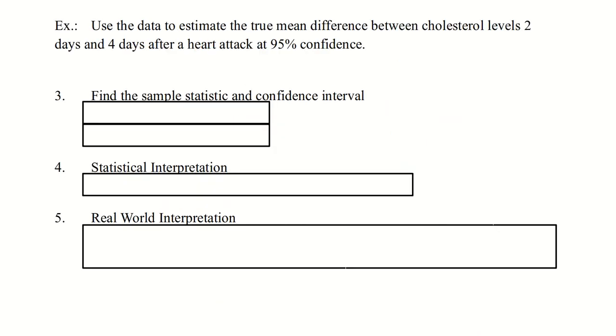Okay, so let's look at an example of finding a confidence interval. It says, use the data to estimate the true mean difference between cholesterol levels 2 days and 4 days after a heart attack at a 95% level of confidence. So to do this, we're going to go to the calculator. We've already got L1 entered, L2 entered, and in L3 we've got the differences.